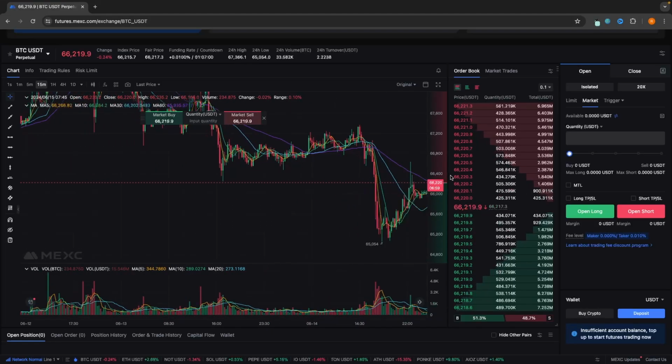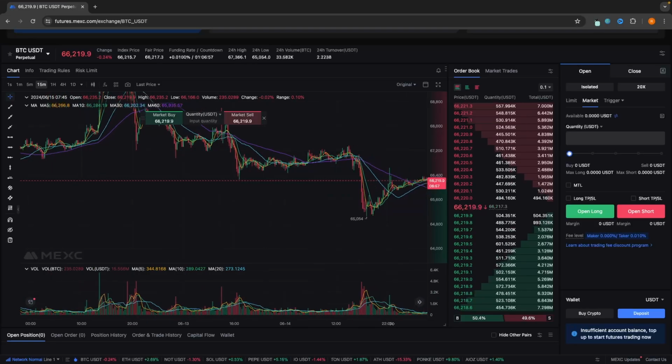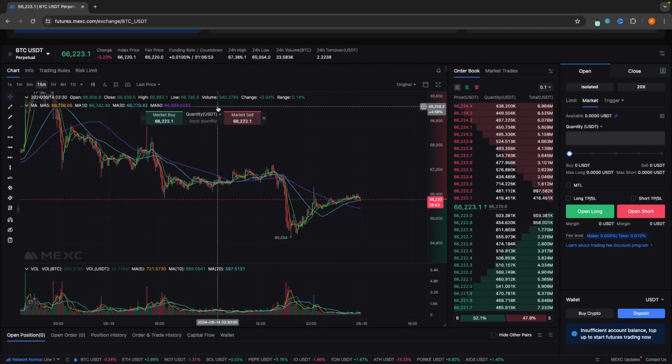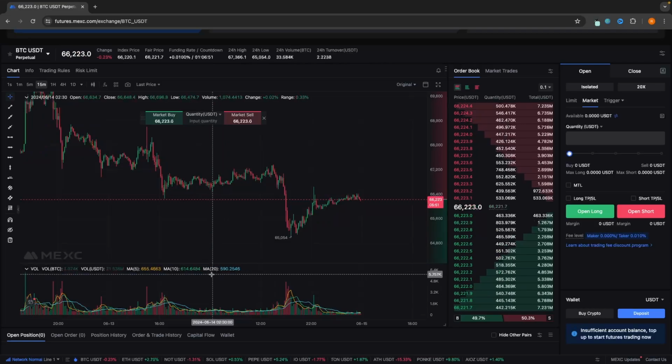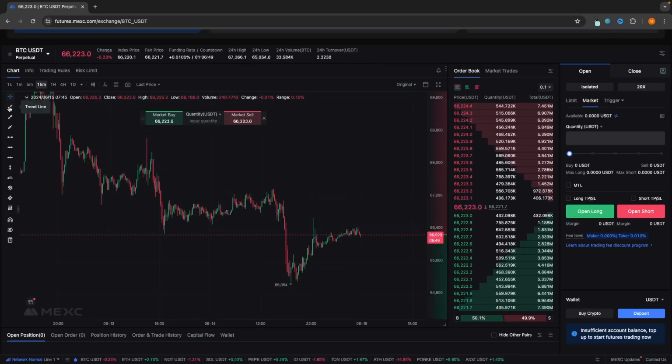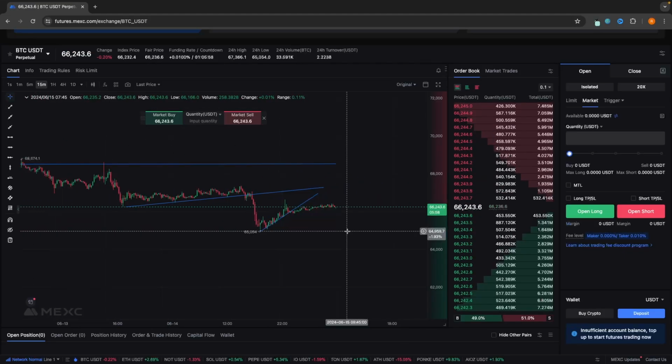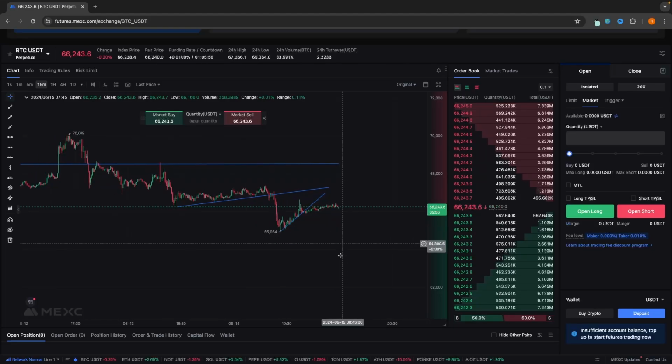The chart layout and everything that we see here is basically the same as spot. So we have the chart, we can play around with the chart right here, remove some of these indicators. We can then draw on the chart right here, so we can start drawing out trend lines. We can draw in some areas of support and resistance, and we can set everything up right here.